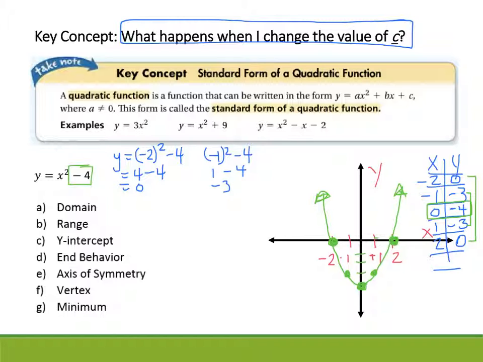So I'm going to go ahead and plot y equals x squared in red. Y equals x squared is right there. And I need to draw it a little lower because it needs to hit the vertex here. So y equals x squared is this graph in red. And by putting a -4 there, it shifted the graph down 4 units. So anytime I change that value of c, that's what's going to happen to these graphs.